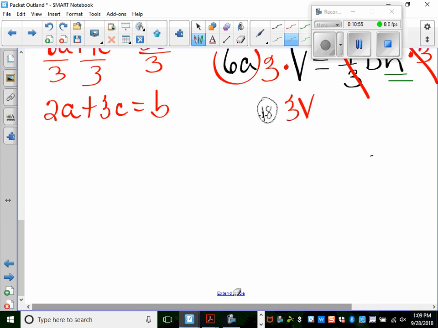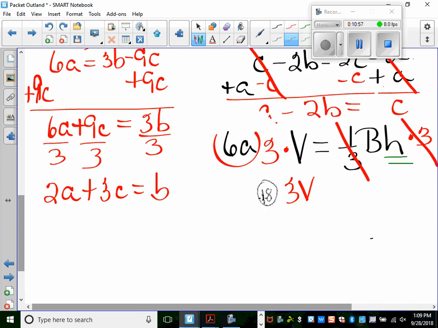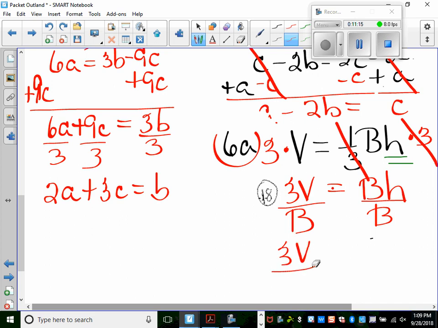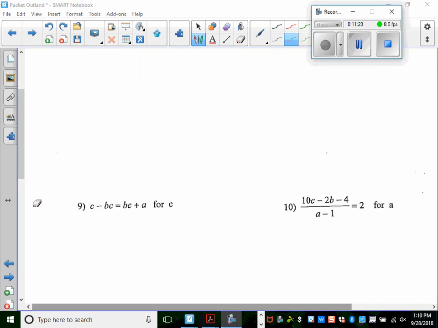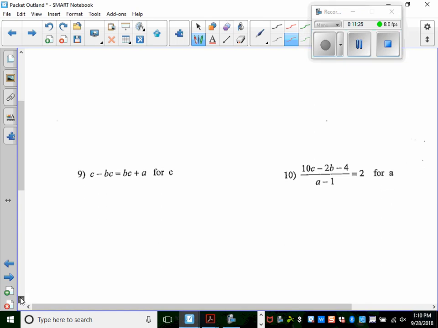Let me move this up so those at the back can see. 3v equals the area of the base times the height. And then to solve for h, since b is being multiplied by h, I want to divide by b. So 3v divided by the area of the base equals the height.